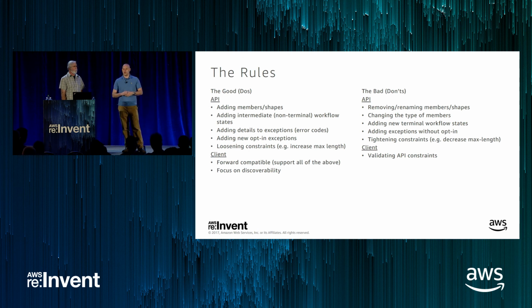And then on the right-hand side are the don'ts. These are the illegal things. These are the bad things. These are things that, through our experience, are going to cause potential problems in the future when you start changing things. And so you won't see these changes come out of AWS services, and hopefully when you're designing your own APIs and libraries, you can take into account some of these rules as well.